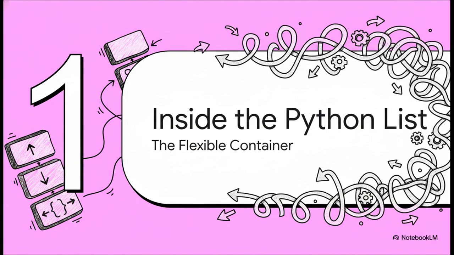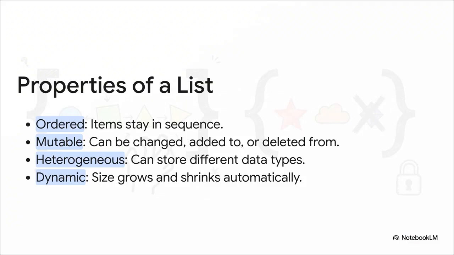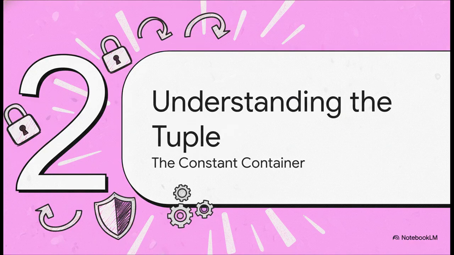Okay, so now that we've got that core principle down, let's take a closer look inside the Python list and see exactly why its mutability makes it such a wonderfully flexible container. So a list has a few key properties that make it tick. First, it's ordered, which means your items stay in the exact position you put them in. We've already established that it's mutable, or changeable. It's also heterogeneous, which is a fancy way of saying you can mix and match data types, integers, strings, whatever you want. And finally, it's dynamic. It can grow and shrink as you need it to. Now, all this flexibility is incredibly powerful, but it does come with a tiny bit of overhead in memory and performance.